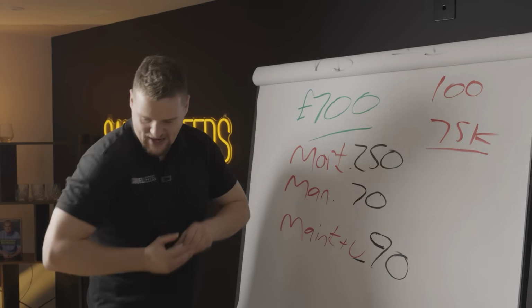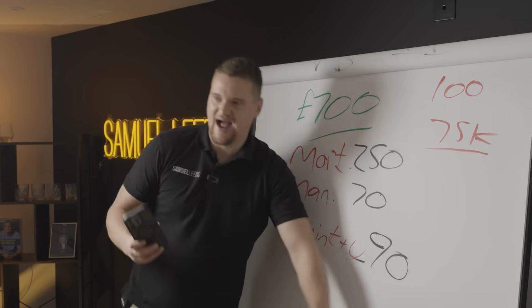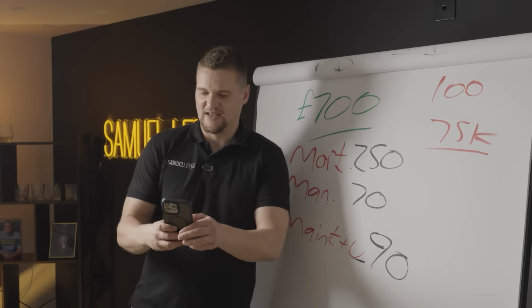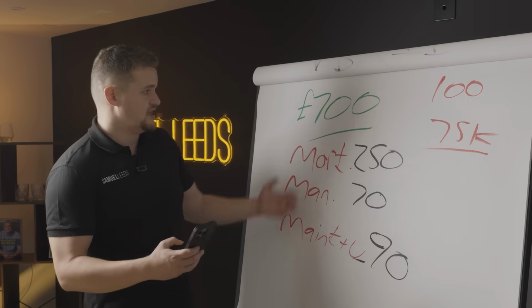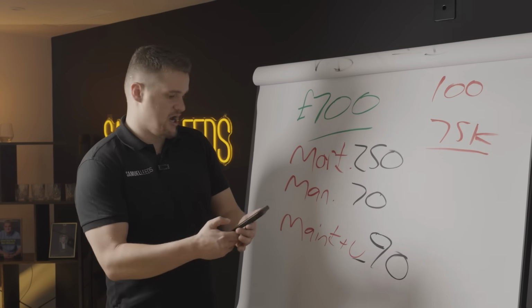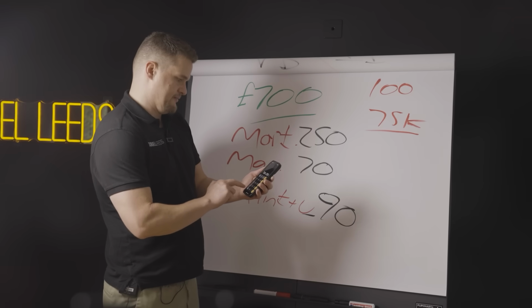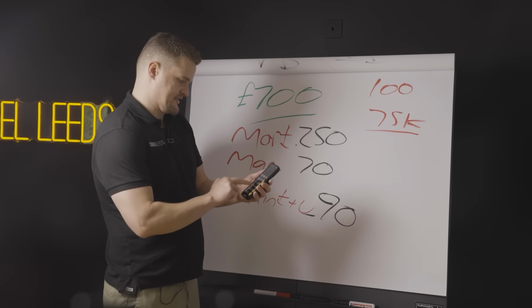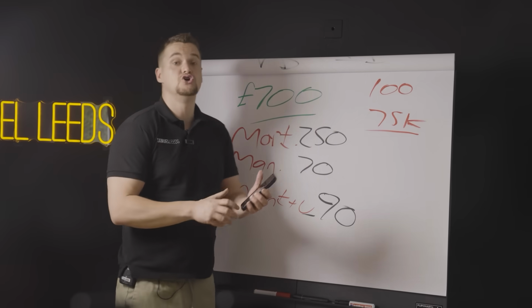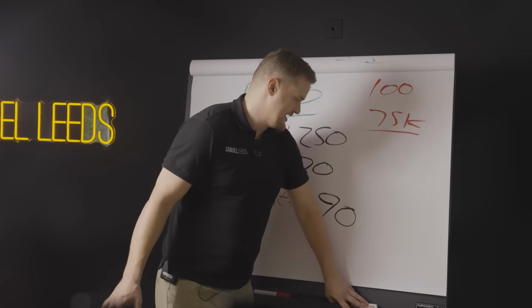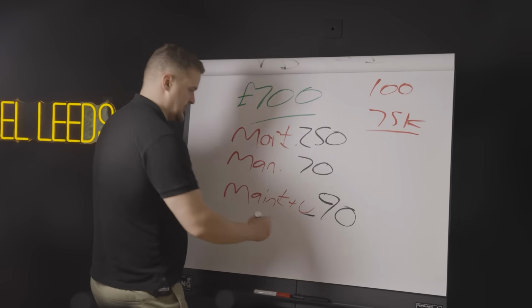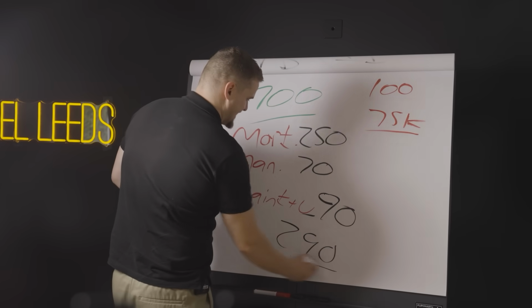So now we're going to get out our calculator and we're going to work out what our actual monthly profit will be expected to be. So 700 minus 250 minus 70 minus 90. It's going to leave us with about £290. So £290 is our profit.